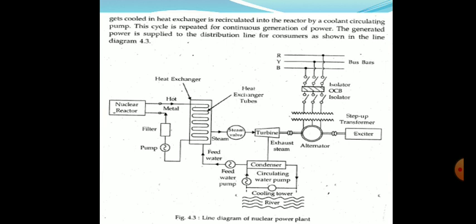So here it consists of nuclear reactor, filter, pump, hot metal, heat exchanger, steam hall, heat exchanger tubes, feed water, condenser, circulating water pump, cooling tower, river, feed water pump, exhaust steam, turbine, alternator, step up transformers, exciter, isolator, OCB, isolator, and then bus bars.